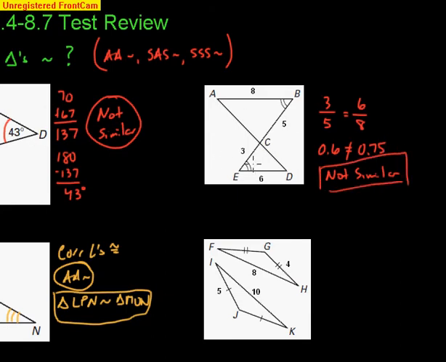Okay, so side angle side: 2 sides and the angle between. The 2 sides have to be proportional, and the angle between them congruent. Okay, now let's take a look at these 2 triangles down here.